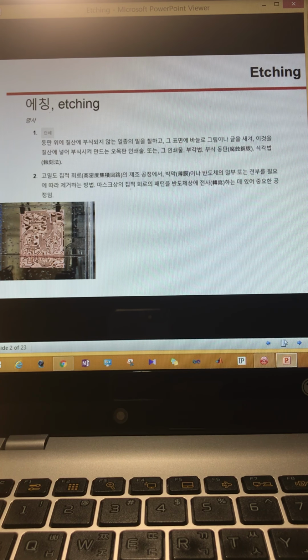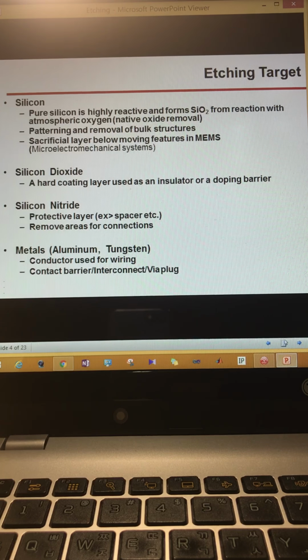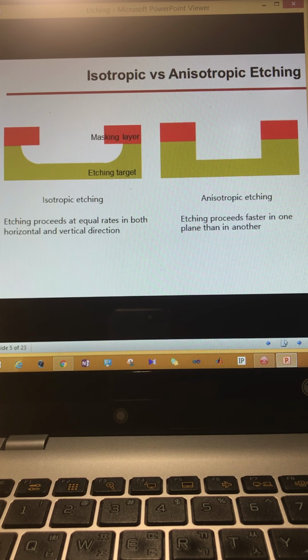The targets of etching are silicon dioxide, silicon nitride, and metal. Etching is divided into isotropic and anisotropic. Isotropic refers to cutting in all directions, and anisotropic refers to cutting in one direction. So, I can choose according to the design I want.